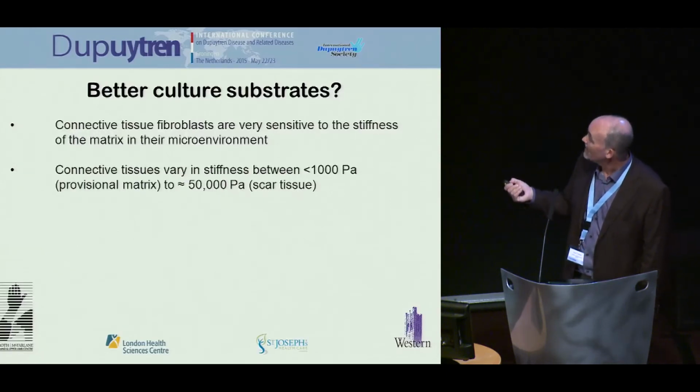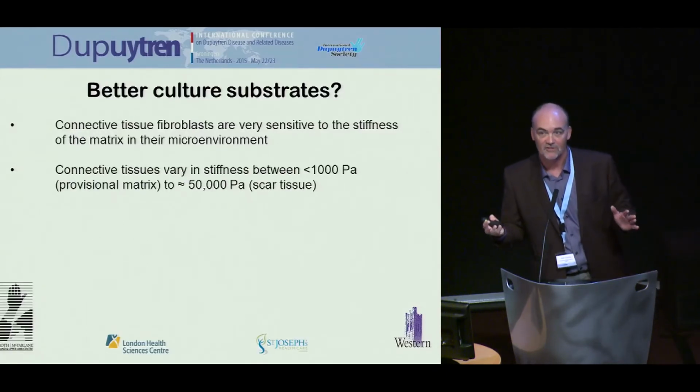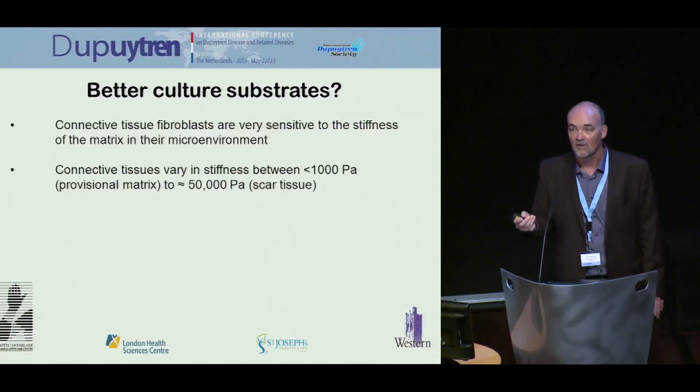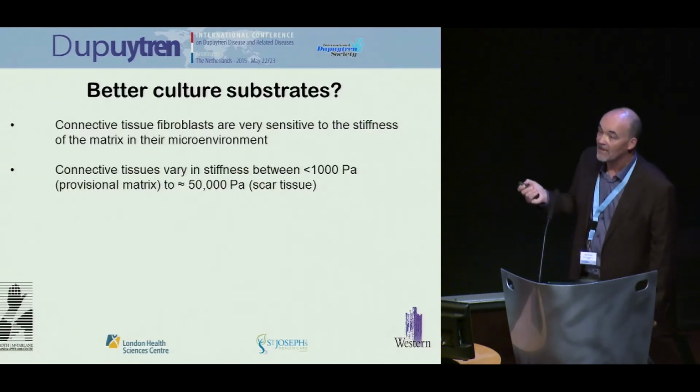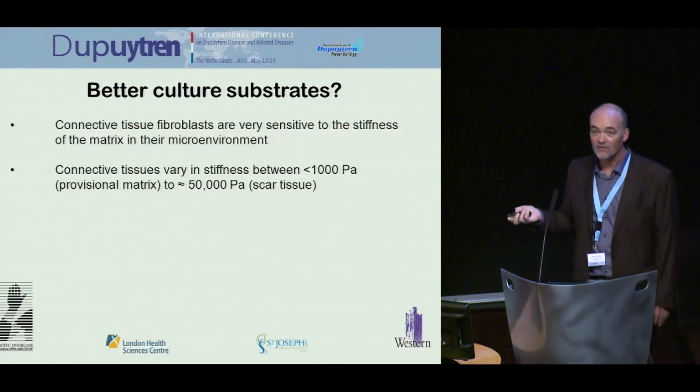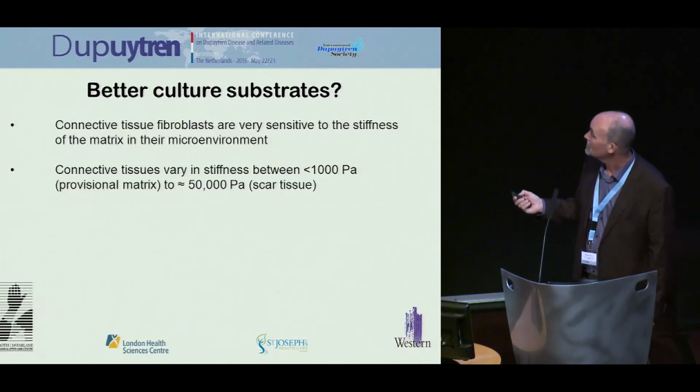Connective tissues can vary in stiffness. We usually measure stiffness in what's called a Young's modulus. The Young's modulus of something like the provisional matrix of a healing wound is very low. It's less than 1,000 pascals. Right up to, say, scar tissue and probably Dupuytren's core tissue, which is something around the vicinity of 50,000 pascals. So it's relatively stiff tissue compared to normal connective tissue.